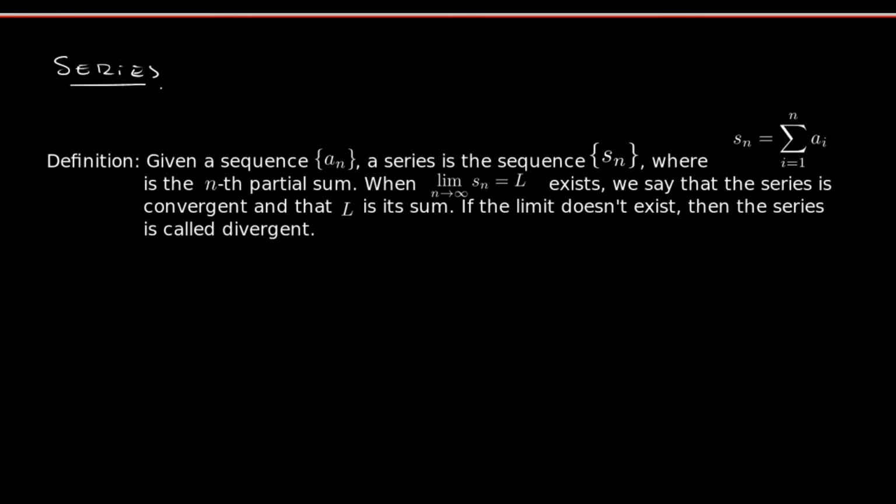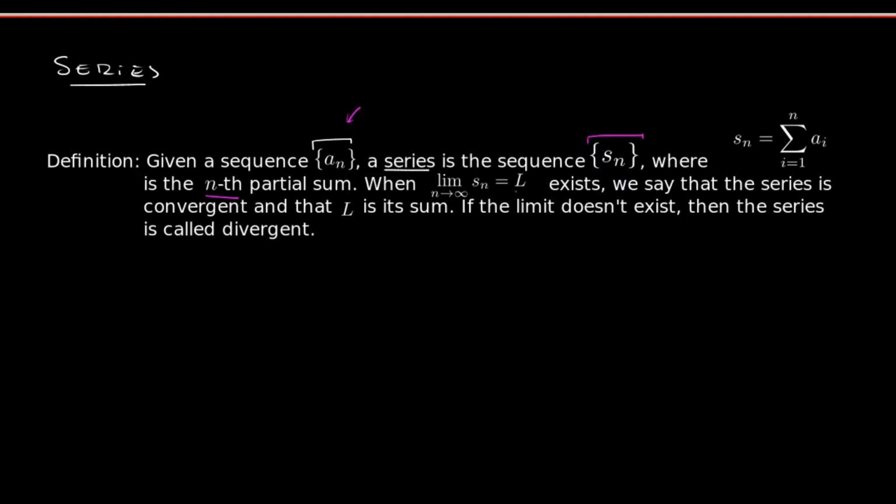In this video we're going to start learning about series. To define series, we need sequences. Because we have a sequence, a sub n, and we're going to call the series another sequence we name s of n, where s of n is defined as the sum from i equals 1 to n of the elements a sub i of this sequence we had. So s of n is the nth partial sum.